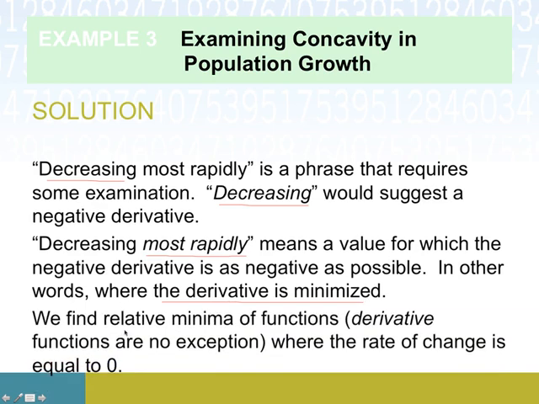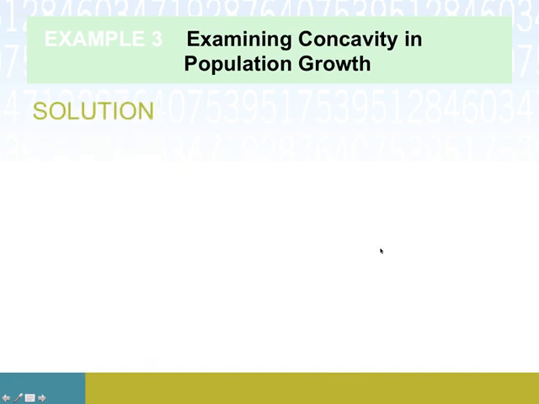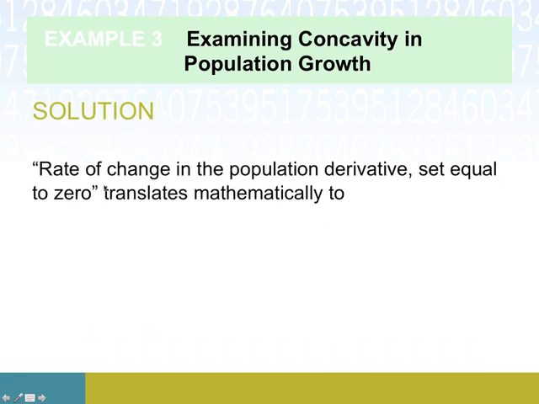Now, the derivative function is still a function. It follows the same rules for finding relative minima as anything else. If we want to find the relative minimum of some function, even if it's a derivative, we look for where the rate of change in this thing is equal to 0. This seems kind of odd, but if we want the rate of change in a derivative, this is basically the second derivative. What we want is the rate of change in p prime to be equal to 0.